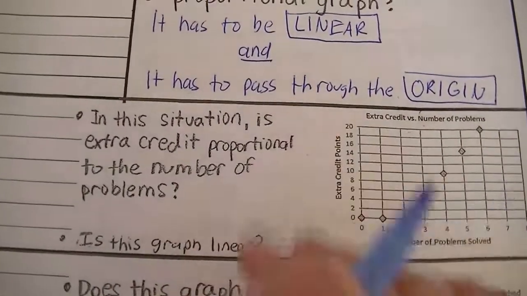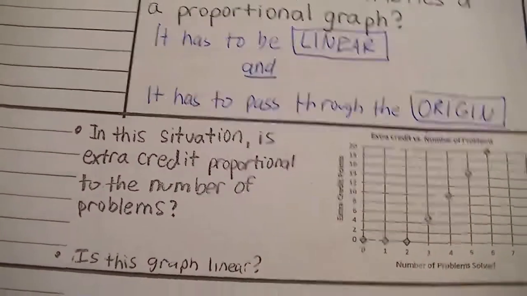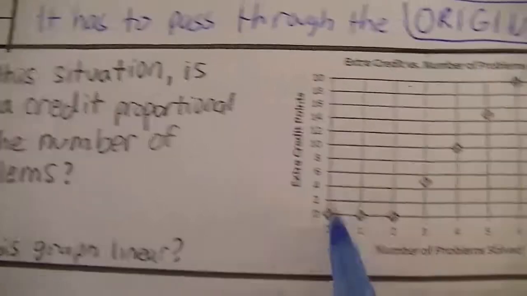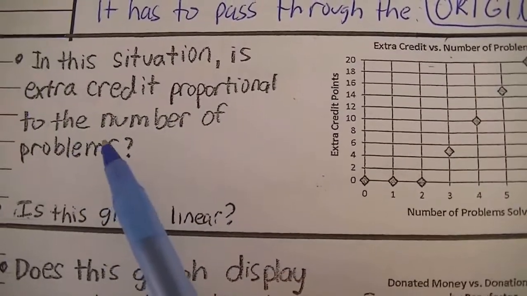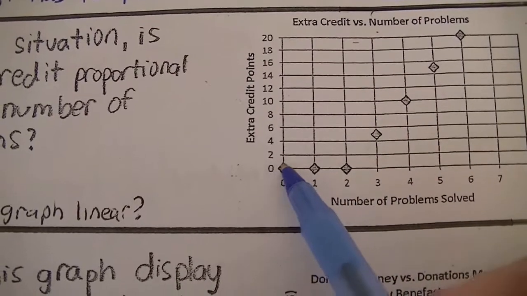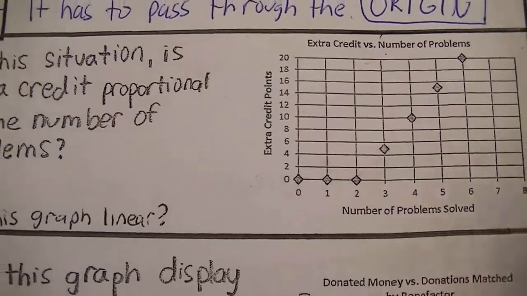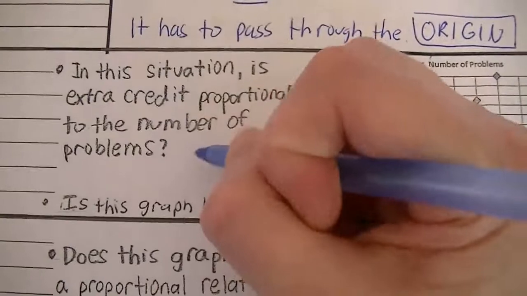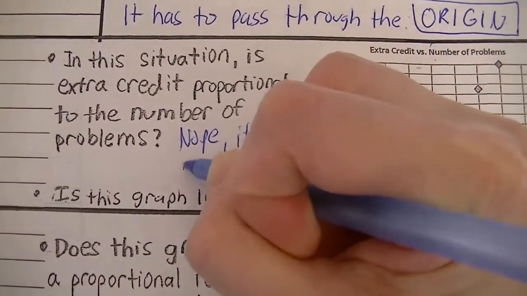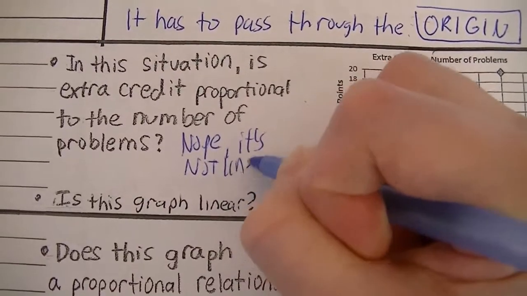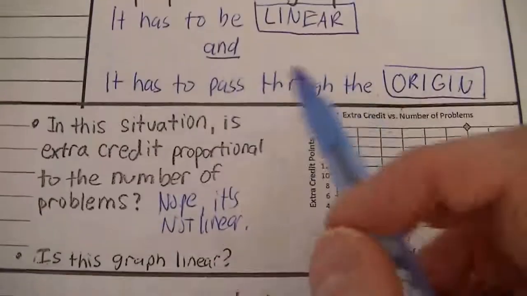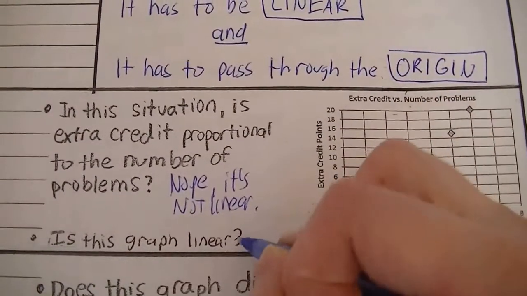Okay, so you'll see there's no table here. You're just going to go right off the graph. In this situation it's extra credit: extra credit proportional to the number of problems solved. So you see right here, that's not going to be proportional. Nope. It's not linear. You're like, wow, it passed through the origin, but since it's not linear, it's not going to be proportional, okay?